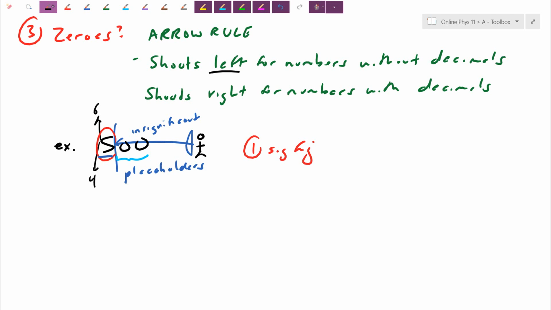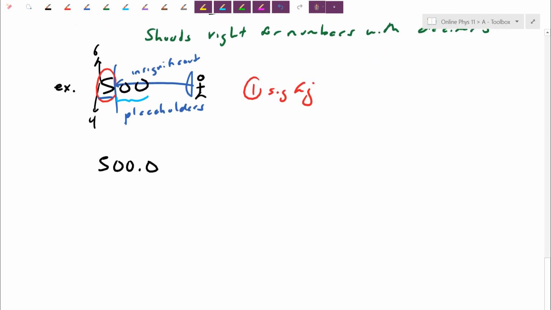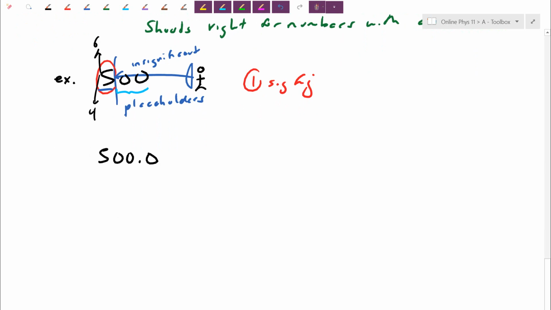What if I wrote that number 500 slightly differently? I wrote the number 500.0. How many significant figures is this way of writing 500? Again, numerically it's still 500. This time, because we do have a decimal, the arrow has to go the other way. So imagine you're standing this side here. This arrow here is going to shoot to the right. This arrow is not going to get very far. It gets stopped at the 5. Remember, you only get to fire this arrow once.